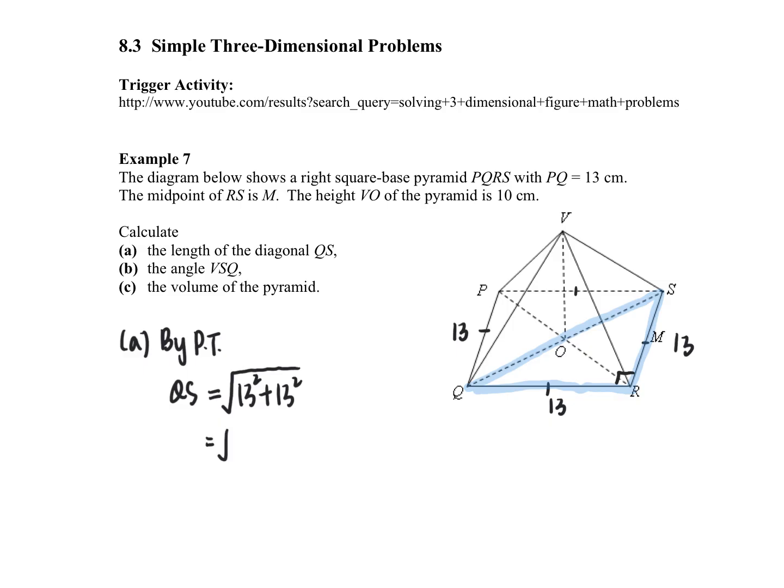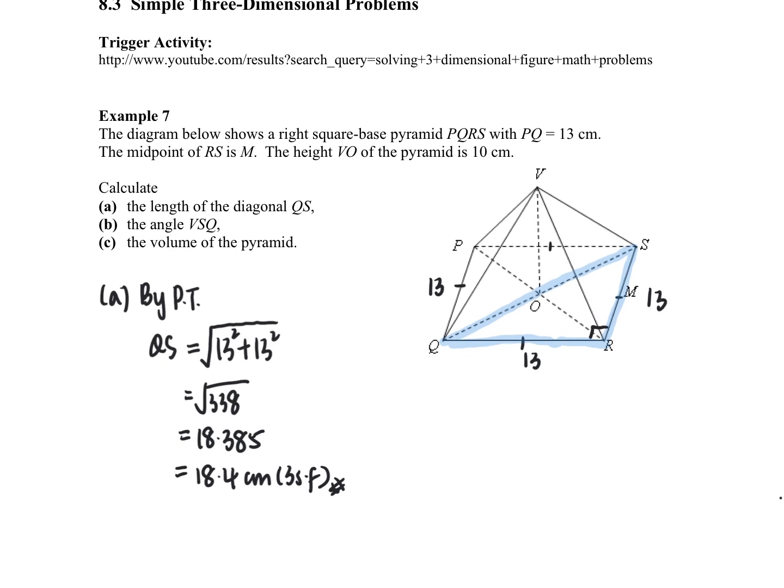Okay, then you end up having square root 338, which is 18.385, 18.4. Okay, so finding QS is not a problem. It is just Pythagoras theorem. The only kind of issue you may have is you forget there is a right angle triangle.